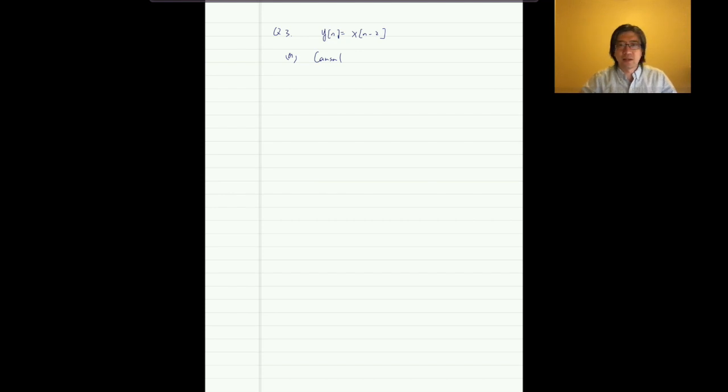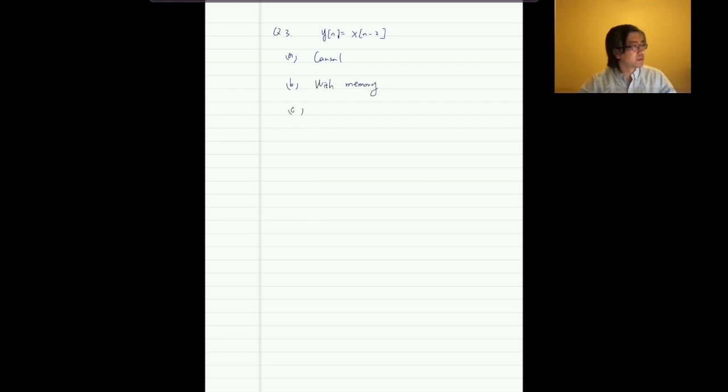Okay, let's see the second one. The second one, again, is whether the system is memory or memoryless. So if the system is memoryless, the output has to depend only on the current input, right? But this output depends on the past input, which is n minus 2, right? So it means that this system is not memoryless. So that is with memory.